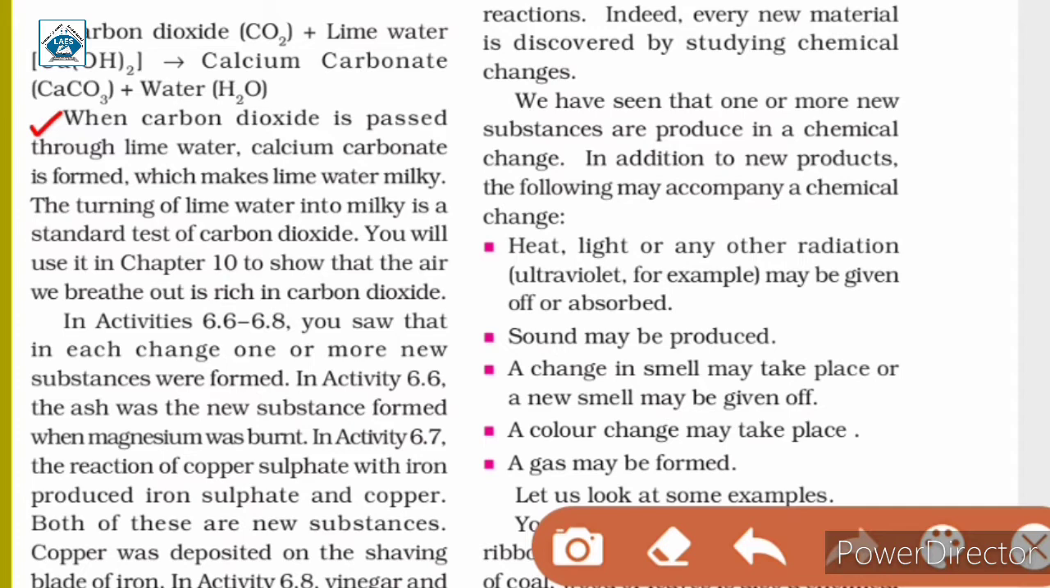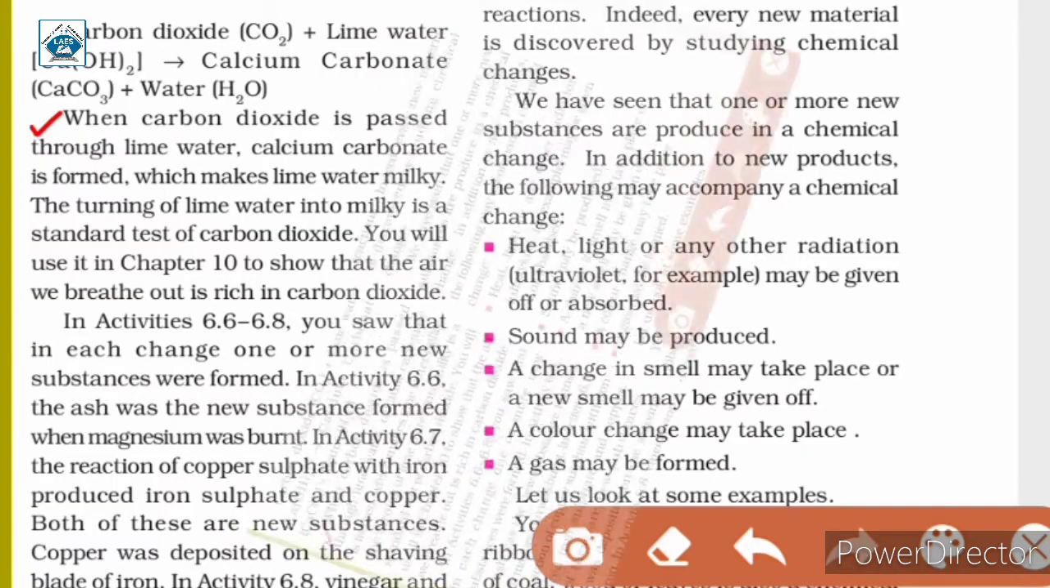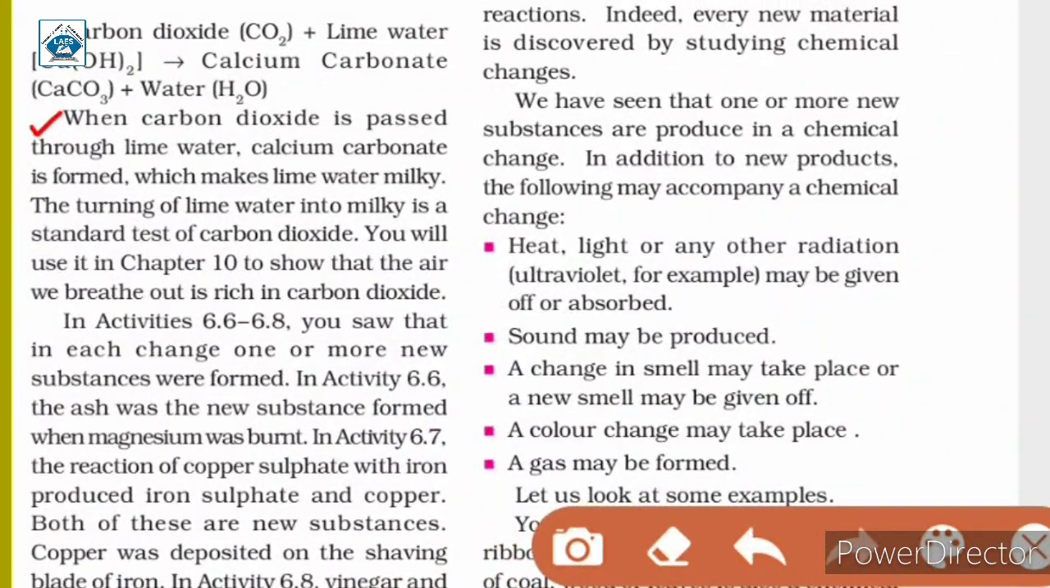You will use it in chapter 10 to show that the air we breathe out is rich in carbon dioxide. So, when this carbon dioxide gas is passed through freshly prepared lime water, calcium carbonate is formed, and that is the reason why lime water turns milky. This is a standard test of carbon dioxide. That is, this test will be used to indicate the presence of carbon dioxide in the air we breathe out, that is, in the air we exhale, in chapter 10.